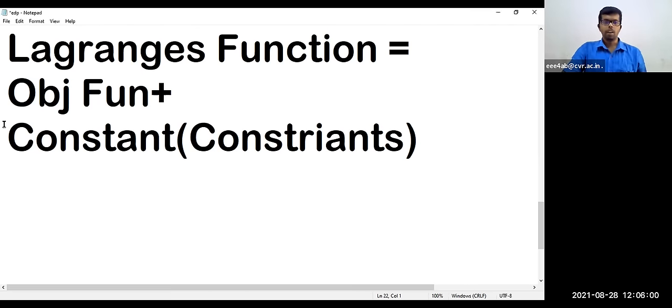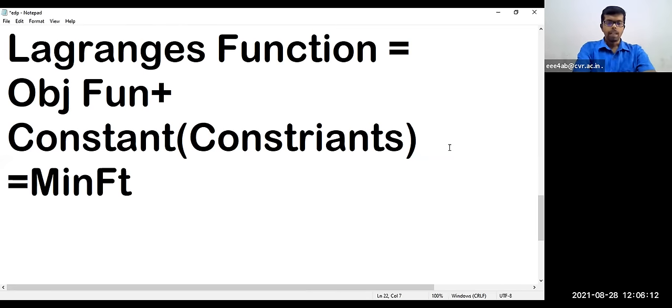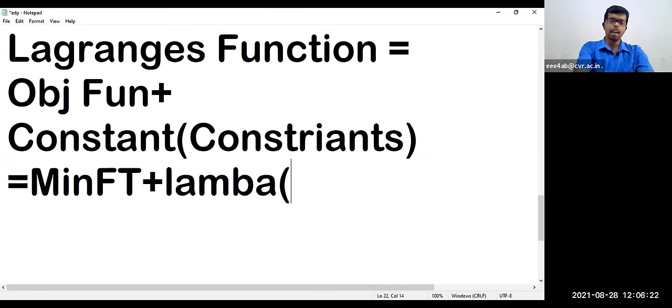Say, for example, for economic load dispatch, what is the objective function? Minimizing the total fuel cost, F suffix T, plus some constant, I'm taking as lambda, plus constraints. Constraints is nothing but what we formulated now: sigma PI is equal to PD.